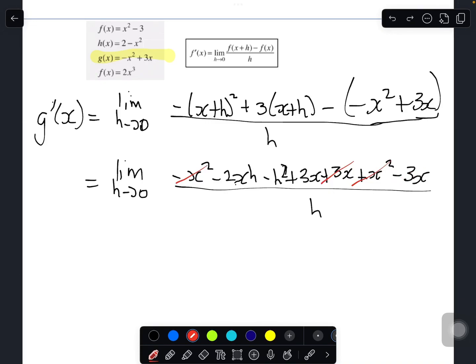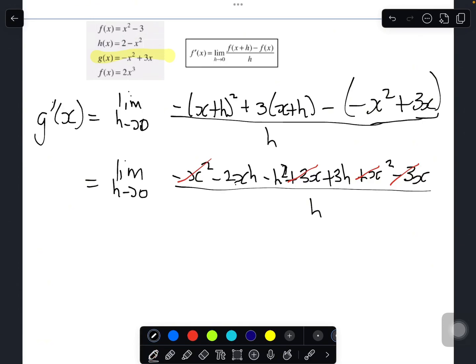Oh, I put an extra plus 3x there. Okay, so I made a slight mistake. So this will go off. So then I have this plus 3x cancels off with this negative 3x. I have this positive x squared, it cancels off with this. Oh yes, this is meant to be plus 3h. Okay, perfect. And then I have, yeah, that's about everything that cancels out. So this cancels off with this.